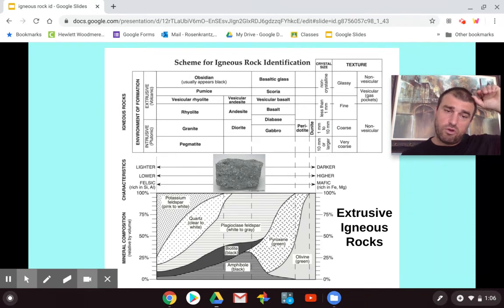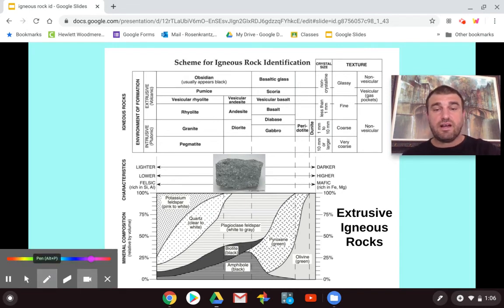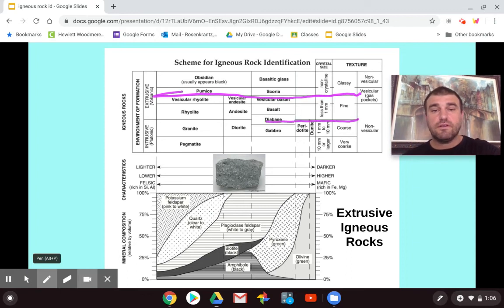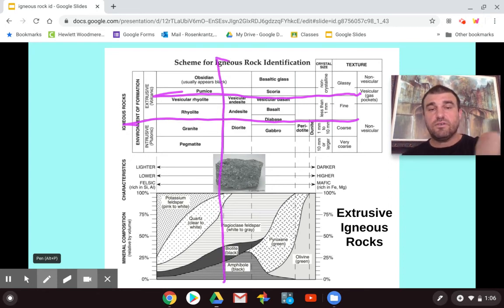So this is a pale gray to white, a very light gray. Okay, so it's not too dark, but it's not light either. I don't see any gas pockets again, so I would classify this as fine. So it's one of these. All right. And it's not too dark, it's not too light, so it's in the middle. So this is andesite. This is the one that makes up the Andes Mountains.